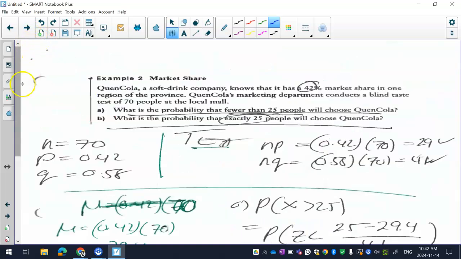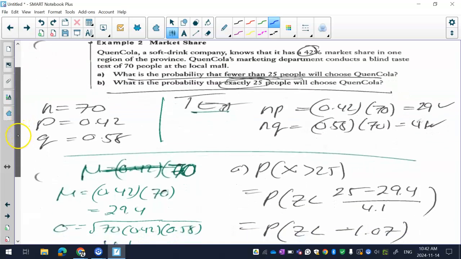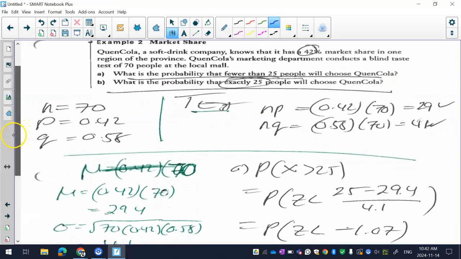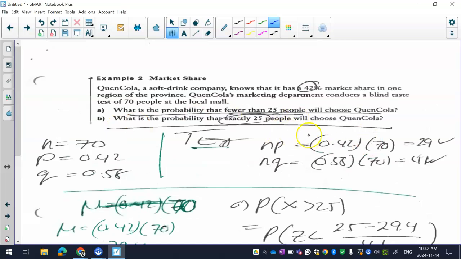The next one is similar to it. In this case, you're given P and you're given Q. They pass the test, both of them. Here you have, what's the probability that 25 people like this cola? There's 70 people in the mall. There's your N. And you want to know 25, that's going to be your X. So we have to find N, P, Q.